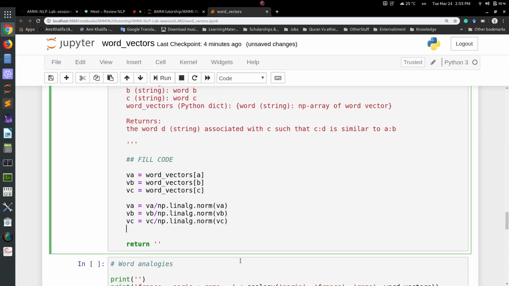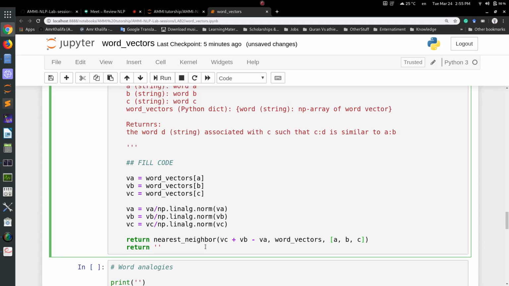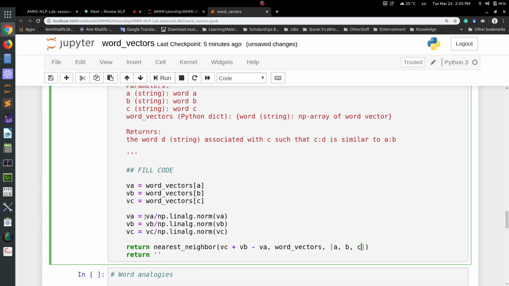Now we're going to return the nearest neighbor for VC plus VB minus VA, and we'll also pass the word vectors, which we are going to search on, and we are going to exclude A, B, and C because the word vector could be similar to A or B. So we are going to exclude them. So we want the nearest neighbor in the dataset that is not in A, B, C.